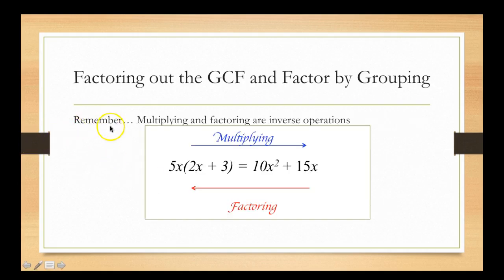Now it's important to understand and remember that multiplying and factoring are inverse operations. So if you remember from an earlier lesson, we talked about the distributive property, where we distribute 5x to the binomial, or whatever's inside our parentheses. In this case, 5x times 2x plus 5x times 3, and we got this answer. What factoring does is take this answer and bring it back to this form. So I have, in this case, two things being multiplied together.